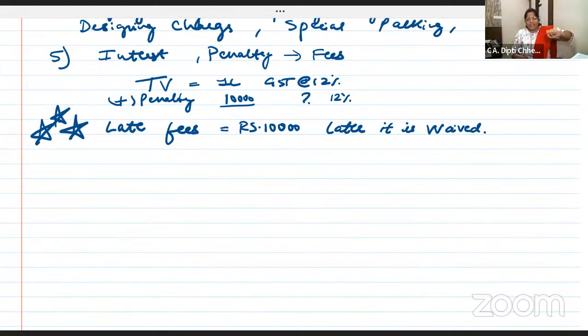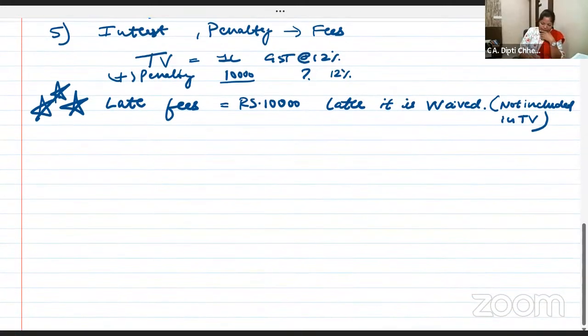Ma'am, you only said include interest, late fees, penalty, everything. Yes, so we did. But later it is waived off. So will you include it in the transaction value? Write in brackets: not included in transaction value. Not at all included in transaction value. Clear to all of you?